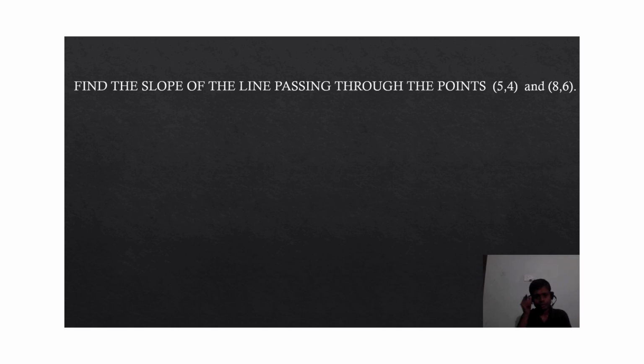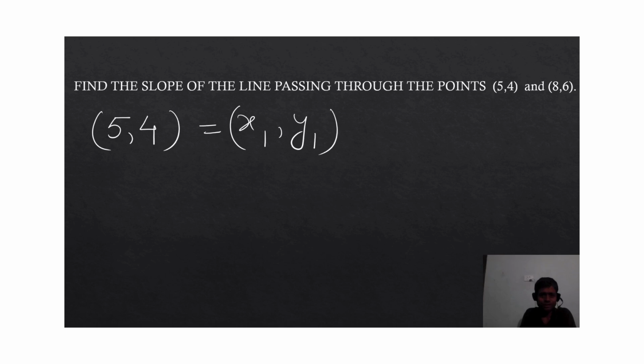We'll find out the slope of a line passing through the points 5, 4 and 8, 6. Here we'll assume that the point 5, 4 to be x1, y1, and the other point 8, 6 to be x2, y2. It means that x1 represents 5 and y1 represents 4. x2 represents 8 and y2 represents 6.